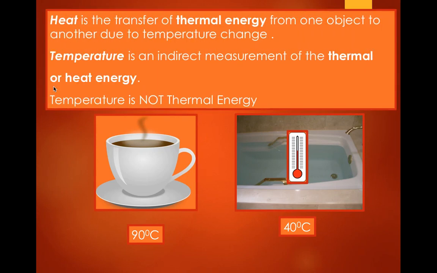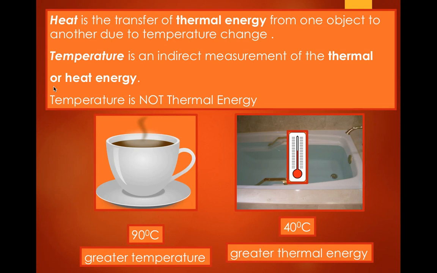Heat is the transfer of thermal energy from one object to another due to temperature change. Now, temperature is an indirect measurement of the thermal or heat energy. Temperature is also how fast the particles are moving. It's their average kinetic energy. So the faster particles are moving, the higher the temperature, and the stronger the collision energy we're going to have. But temperature is not thermal energy.